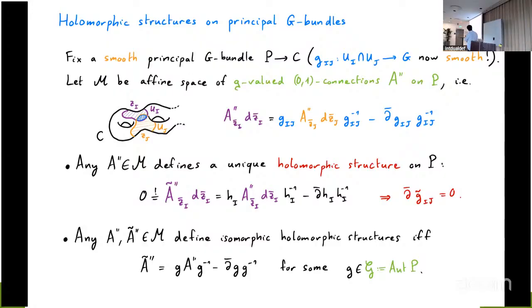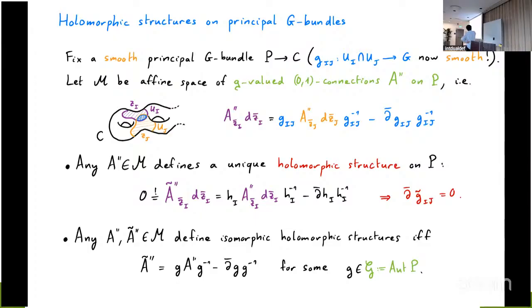Okay, from the intersections of patches to the group. And the base space, or the base of my cotangent bundle, will be the space of affine G-valued 0-1 connections on the principal bundle. So what that means is that on any chart, I have a 0-1 form. It has a component along dz bar only, and it's G-valued. So A here is a G-valued function, and it's a smooth function.